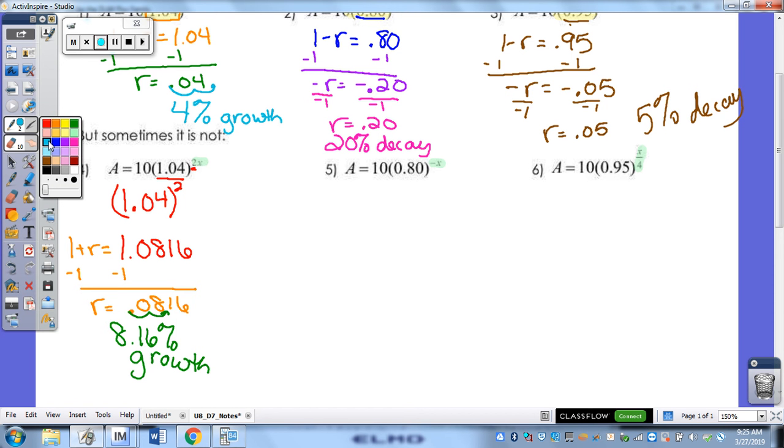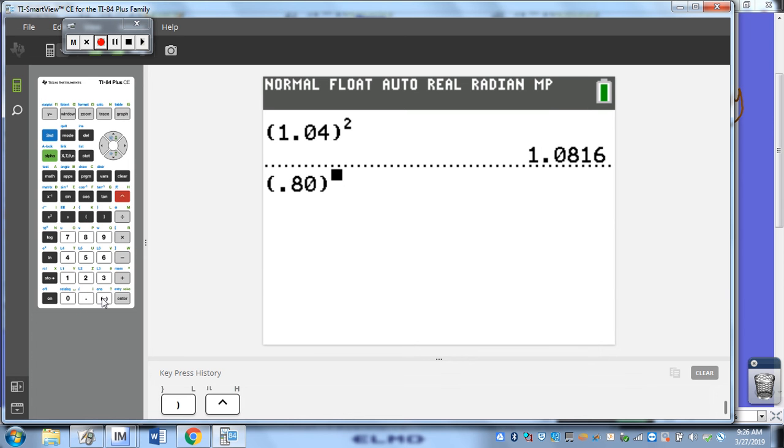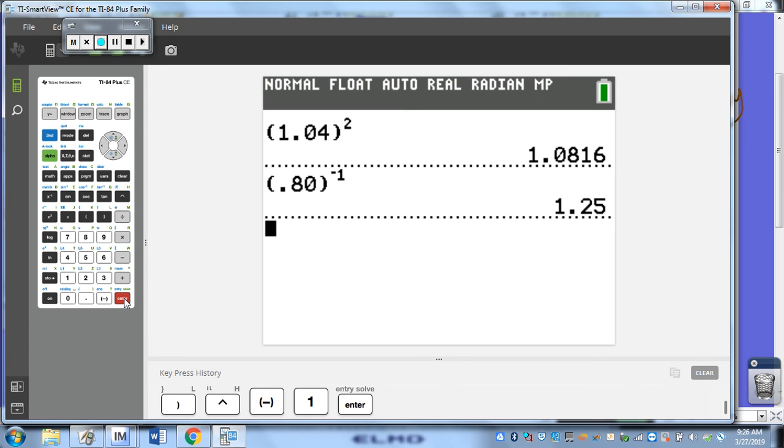So number 5, our exponent isn't x, our exponent is negative x. But really, what's our number here in front of x? We don't write it, but it's there. 1, that's really negative 1x. Negative x is the same as negative 1x. So again, I have to take whatever's in the parentheses, so my 0.80, and I got to raise it to the negative 1 power first. Because I don't want negative x, I want positive x, then I can figure out my growth or my decay rate. 0.80 to the negative 1 gives us 1.25.